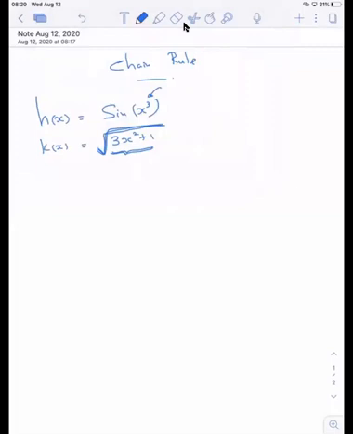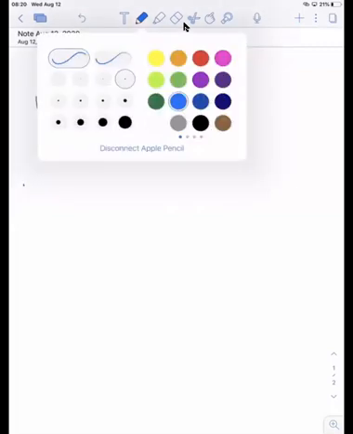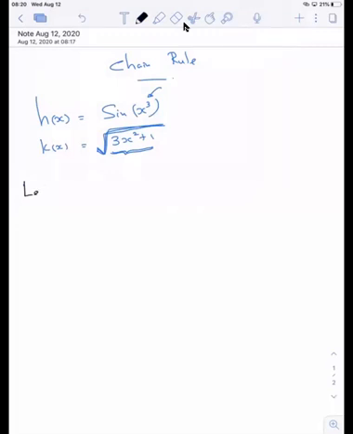And let me write this probably in a different color. So let f and g are functions, and actually these kinds of functions are called composite functions, because there is a function inside the function.